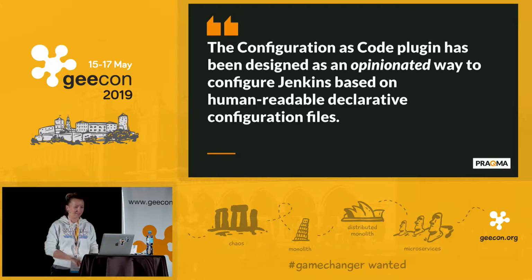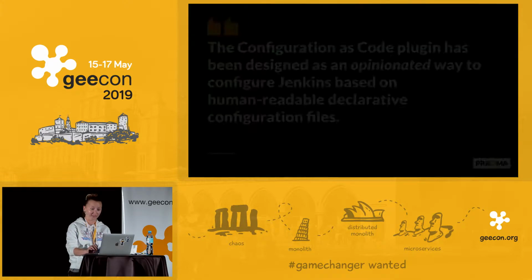So let's start. The configuration as code plugin has been designed as an opinionated way to configure Jenkins based on human-readable declarative configuration files. Really nice. That sounds nice. It's a part of the documentation, but I will elaborate much more about what it means.